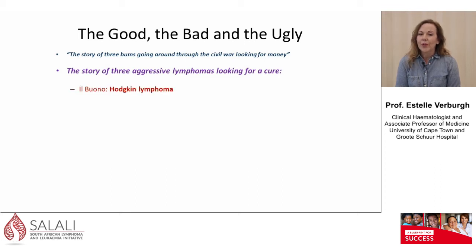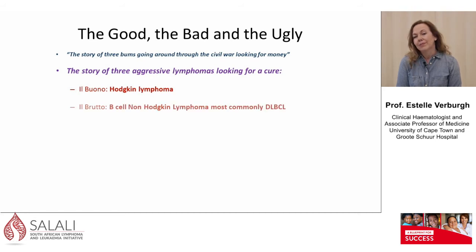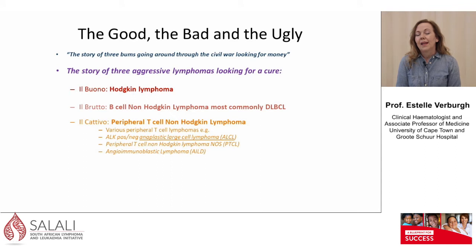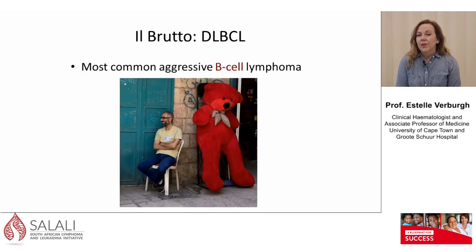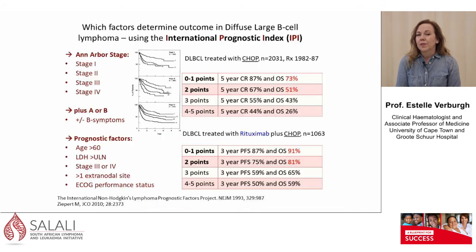So il buono is Hodgkin lymphoma, il brutto, B-cell non-Hodgkin lymphoma, the most common, as we said, DLBCL, diffuse large B-cell lymphoma, and then il cattivo, the bad one, the ugly one, is peripheral T-cell non-Hodgkin lymphoma. And there are various examples. I think the ALK positive and anaplastic large cell lymphomas are reasonably common. Then there are those that we can't typify further, and the angioimmunoblastic lymphomas. Good, so let's start at il brutto, DLBCL, most common aggressive B-cell lymphoma.